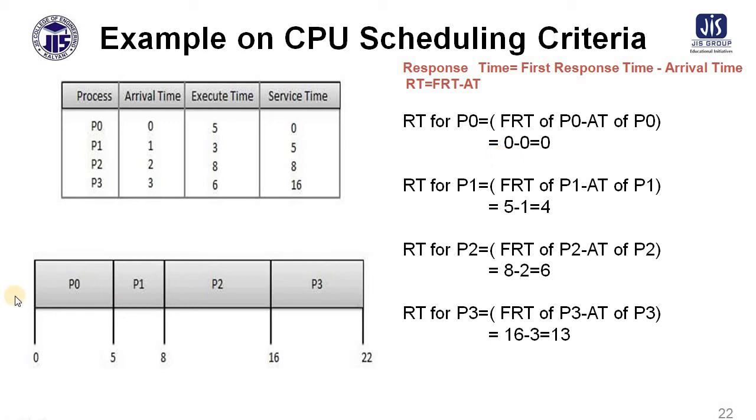Process 0 is first acted upon at time 0. Process 1 is acted upon at time 5. Process 2 is acted upon at time 8. Process 3 is acted upon at time 16. So that means 0 minus 0 equals 0, 5 minus 1 equals 4, 8 minus 2 equals 6, 16 minus 3 equals 13. These are the response times of the system. Response time is nothing but the time when your CPU first gives you attention. This is the response time.